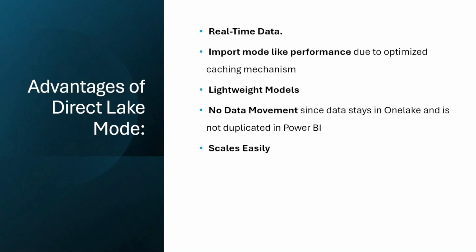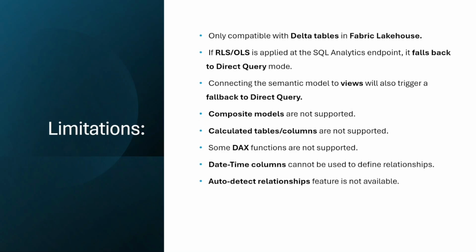Okay. The models are also lightweight because we are not storing any bulky data. No data movement because all the data stays in OneLake, and unlike in import mode, we are not duplicating the data. It scales easily because it handles large datasets seamlessly. Now limitations. So we can use direct lake mode only when you have a delta table in your Fabric Lakehouse. It is not supported in any non-Fabric sources.